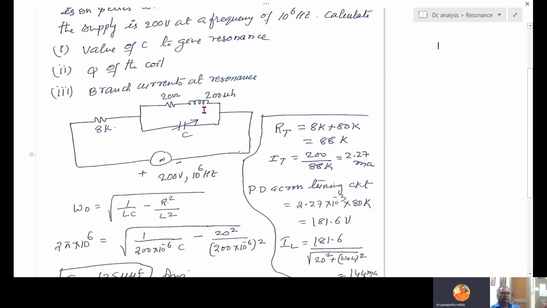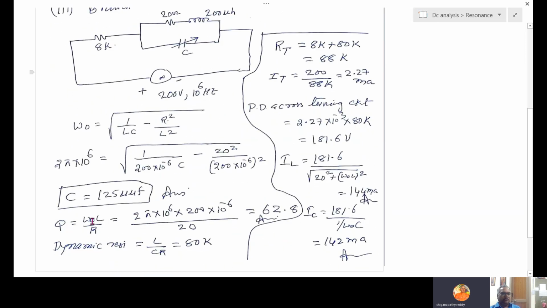Second, quality factor of the coil. So omega naught L by R, substitute 2 pi F naught into L value 200 into 10 power minus 6 by R equal to 20. So 62.8.